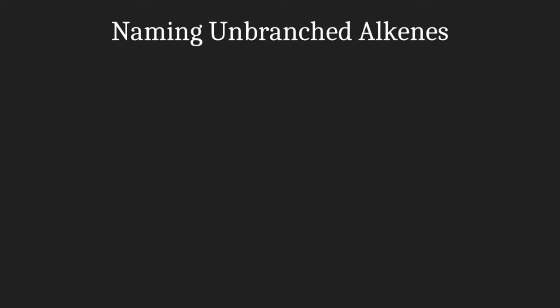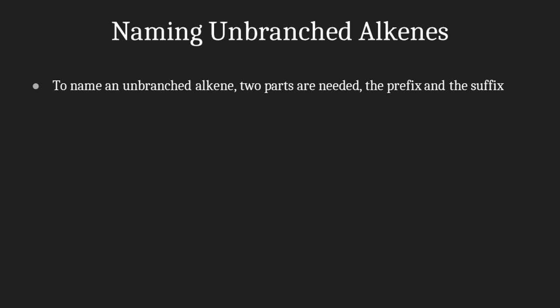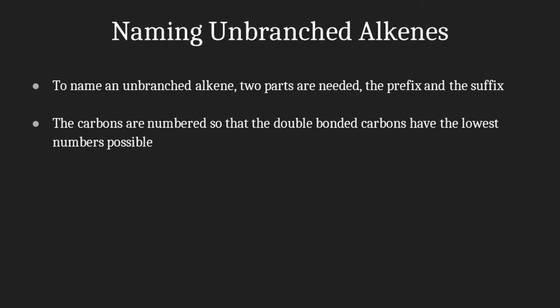Now, we're going to move on to how to name an unbranched alkene. This is similar to an alkane, except there's more to the prefix than just the letters in the chart, because we also need to include a number for where the double bond is. We want to number the carbons so that the double bonded carbons have the lowest numbers possible. So for example, if we numbered from left to right and got that the double bond was between the first and second carbon, and then numbered from right to left and got that the double bond was between the 7th and 8th carbon, we would want to number them going left to right, since that would make the double bond between the first and second carbon, which is the lowest numbers possible.